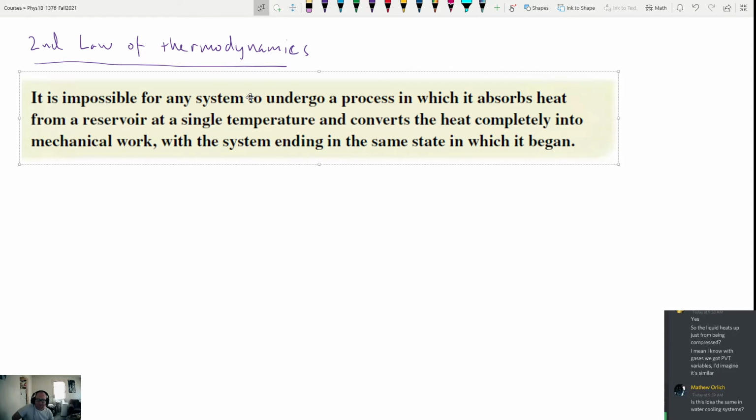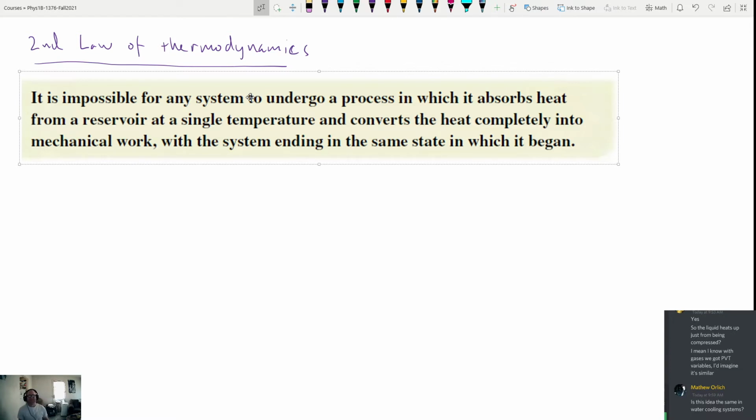The second law of thermodynamics doesn't just apply to heat engines, though. It applies to all systems. So it's a law of thermodynamics, but it applies to any system that you describe. And there are different ways of stating it. This is just one way of stating it.